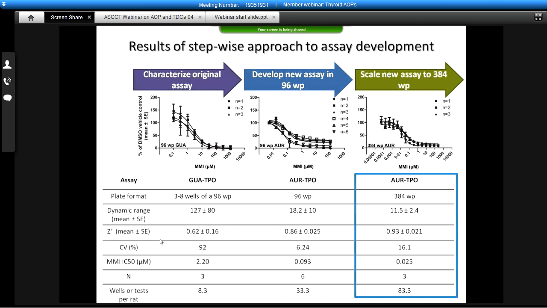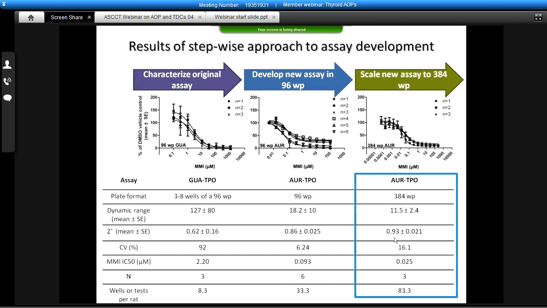Z prime here is shown. Z prime scores for both the Amplex Ultra Red assay in 96 and 384-well formats are excellent. For those who are less familiar, Z prime is derived to understand how many standard deviations separate the positive and negative responses in the assay. So a Z prime of 1 is the theoretical ideal and cannot be exceeded. You can see in a 384-well plate, our Z prime score is 0.9.